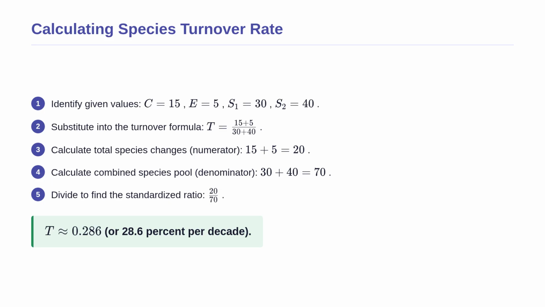We plug our values into the formula. In the numerator, 15 plus 5 gives us 20 total species changes. In the denominator, 30 plus 40 gives us a combined pool of 70 unique species observed across the decade. Dividing 20 by 70 gives us approximately 0.286. This means that roughly 28.6% of the community's composition changed during this decade, which is a high turnover rate, typical of early succession.